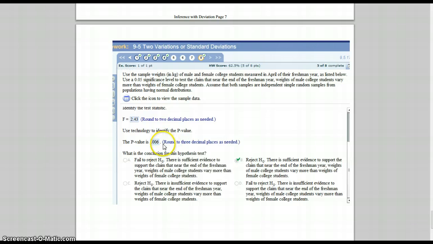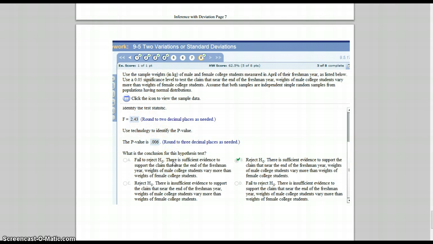Now, on your test, I'm not going to ask you to really calculate any of this. I'm just going to tell you the situation, and then you tell me what you think. In general, if the p-value is less than alpha, or the significance level, we're going to reject the null hypothesis. And so that means there is sufficient evidence to support the claim that near the end of the freshman year, weights of males vary more than females. So those weights have a higher deviation, and a very significantly higher deviation. So that's pretty much it.